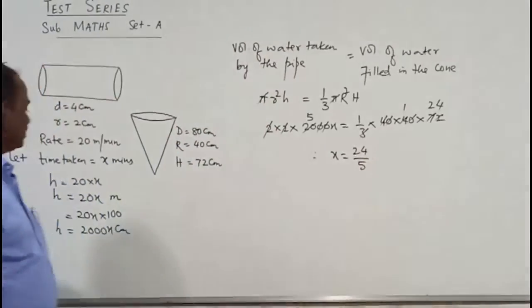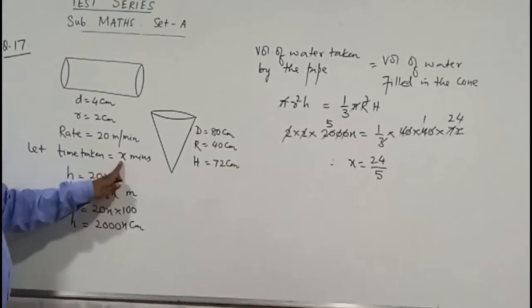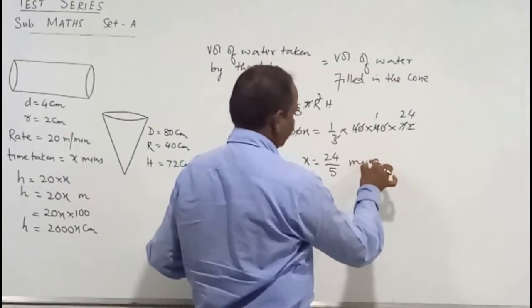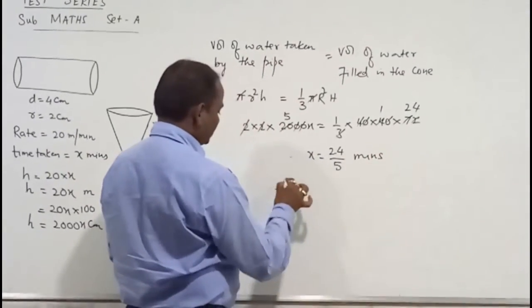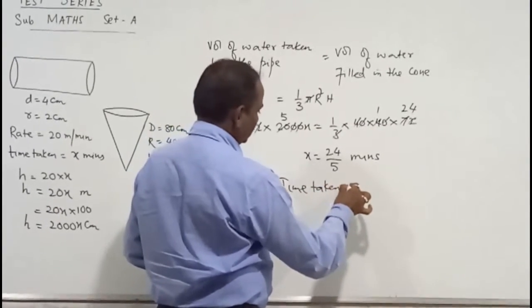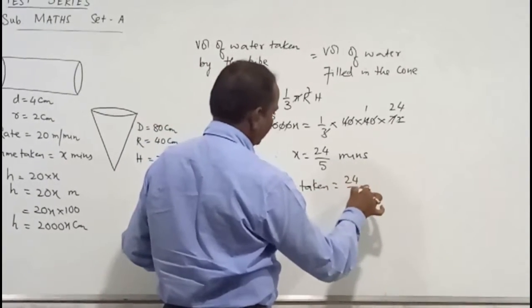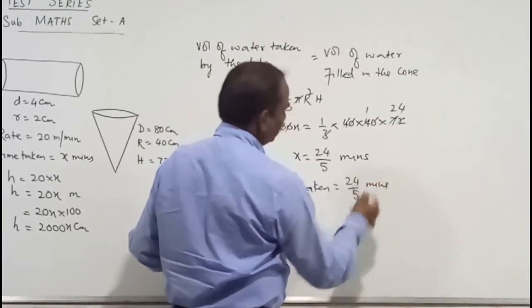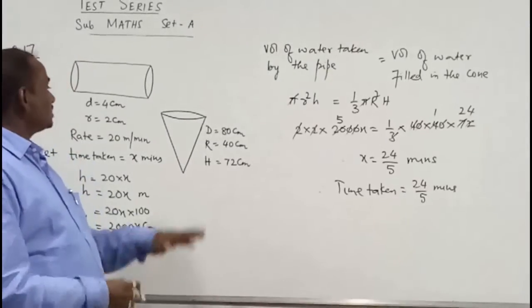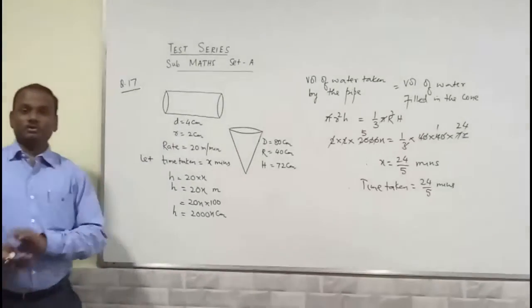But what will be the unit of x? X is time taken, and it is in minutes, so it will be 24 by 5 minutes. Therefore I can say that the time taken is equal to 24/5 minutes, which can be converted into decimal as and when required by you. So this is question number 17 for you.